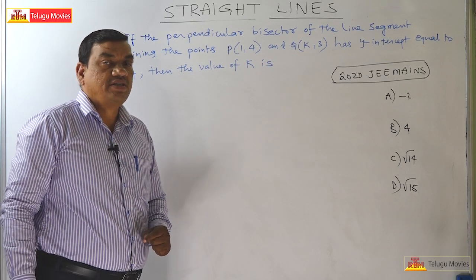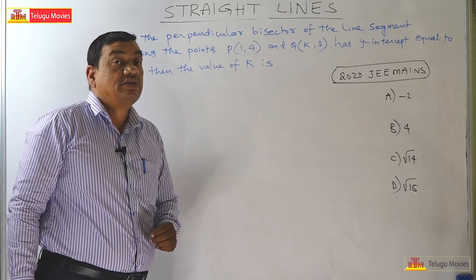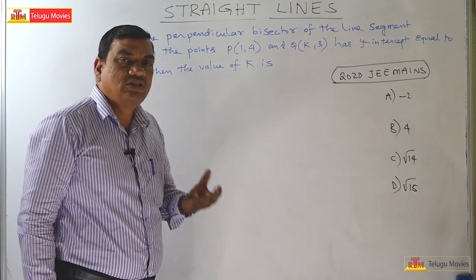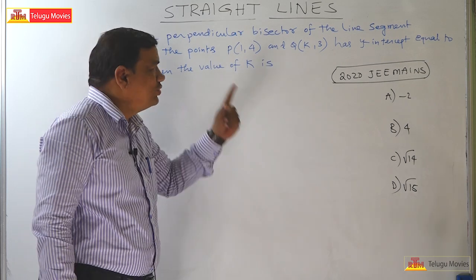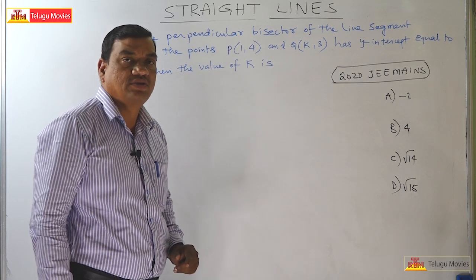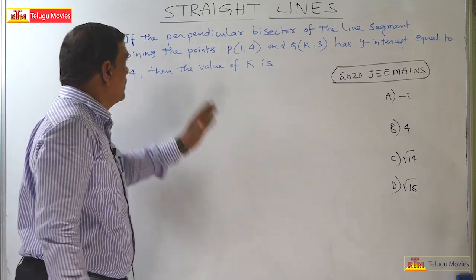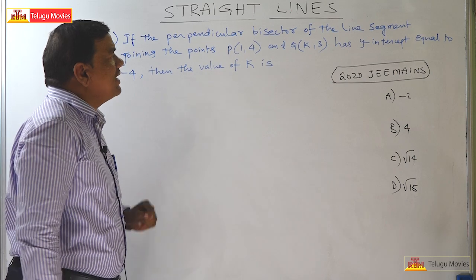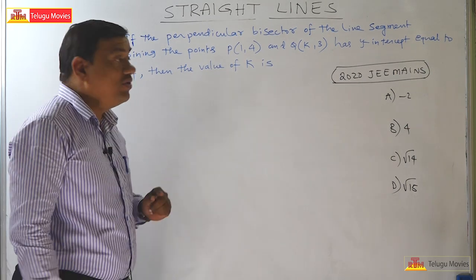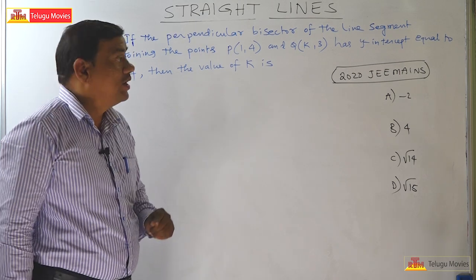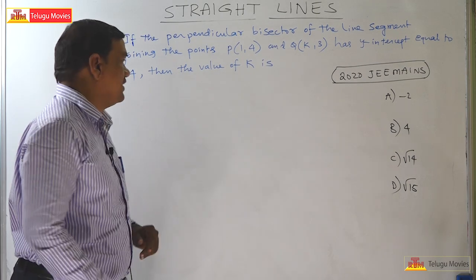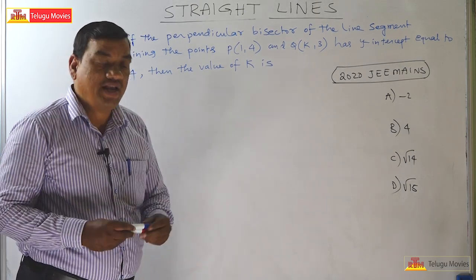Welcome to the second problem. Here the second problem is also very easy. The concepts that we are going to use to solve this problem are very basic level concepts. Okay, so let us see that. If the perpendicular bisector of the line segment joining the points P(1, 4) and Q(k, 3) has y intercept equal to minus 4, then the value of k is asked.